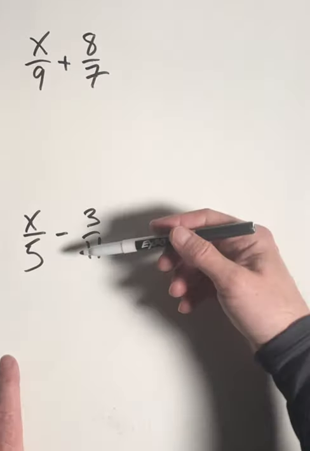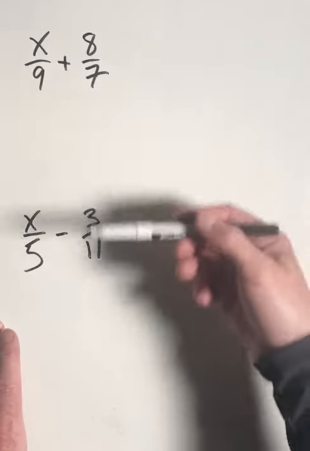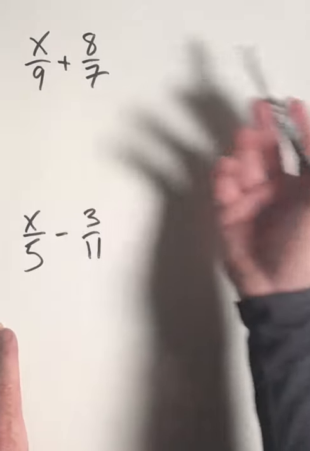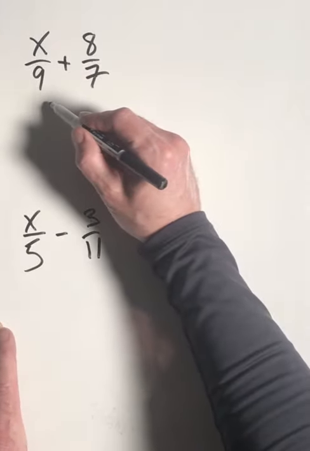Whenever we are adding or subtracting rational expressions, the most important thing to do is to do it vertically. Do not perform these in your head going horizontally. You need to rewrite these vertically and then perform the operations as follows.